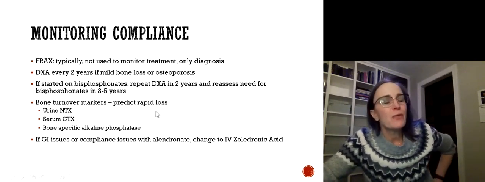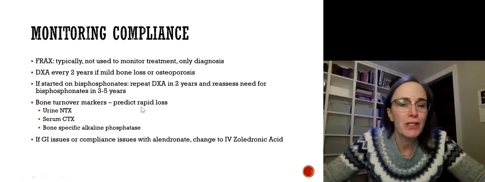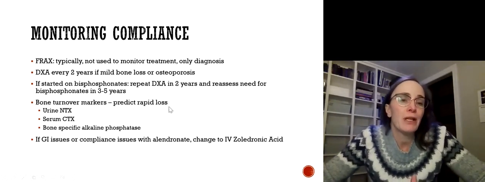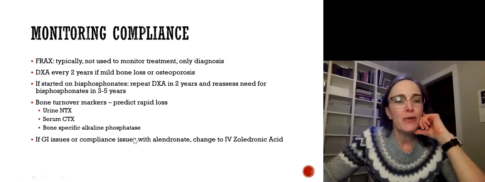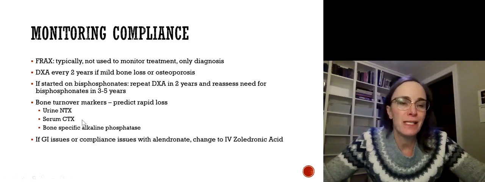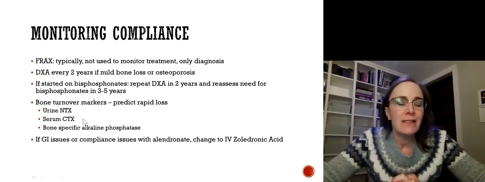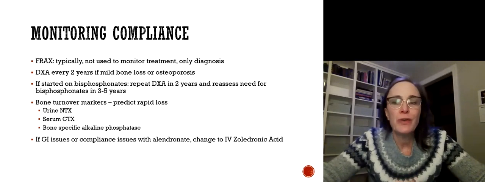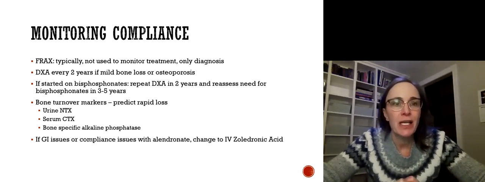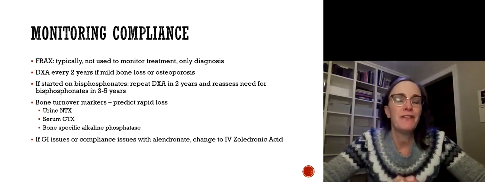A little bit earlier. So one of the things that we look at is something called bone turnover markers. These predict what we call rapid loss in bones. There's a urine test, a serum test, and a bone-specific alk phosphatase. So the one that is really recommended that you use in bisphosphonates is a serum CTX. And what this is basically, you get a serum CTX before you start your patient on the bisphosphonate. And then a couple months after you start that bisphosphonate, you check a serum CTX, and hopefully it drops by 50%.